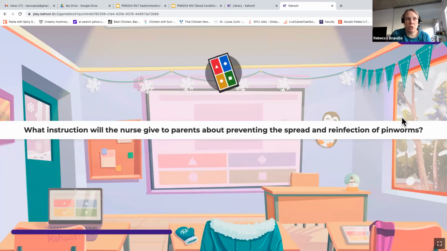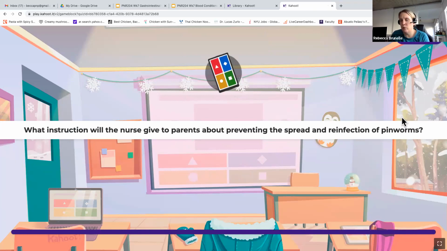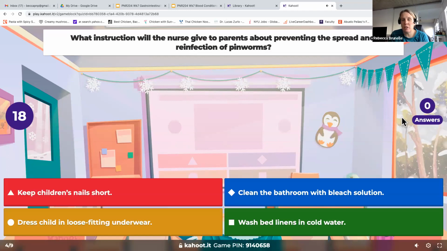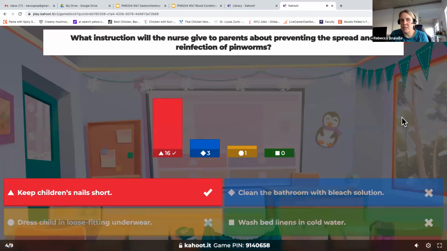So what instructions will the nurse give to the parents about preventing the spread of pinworms? Keep the child's nails short, dress the child in loose-fitting underwear, clean the bathroom with a bleach solution, or wash the bed linens in cold water. Yeah, so it's keeping the nails short, because they have to get the eggs in their GI tract to get the infection.